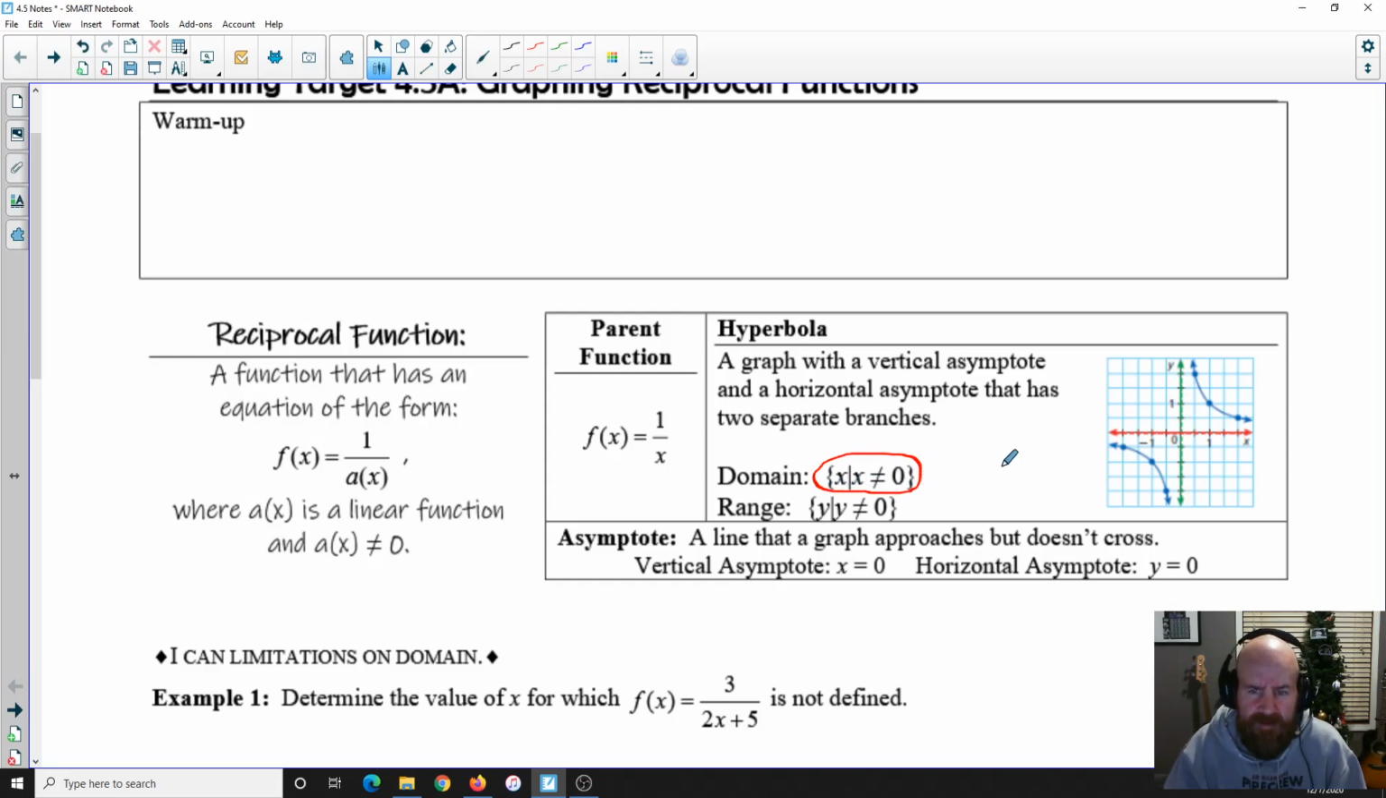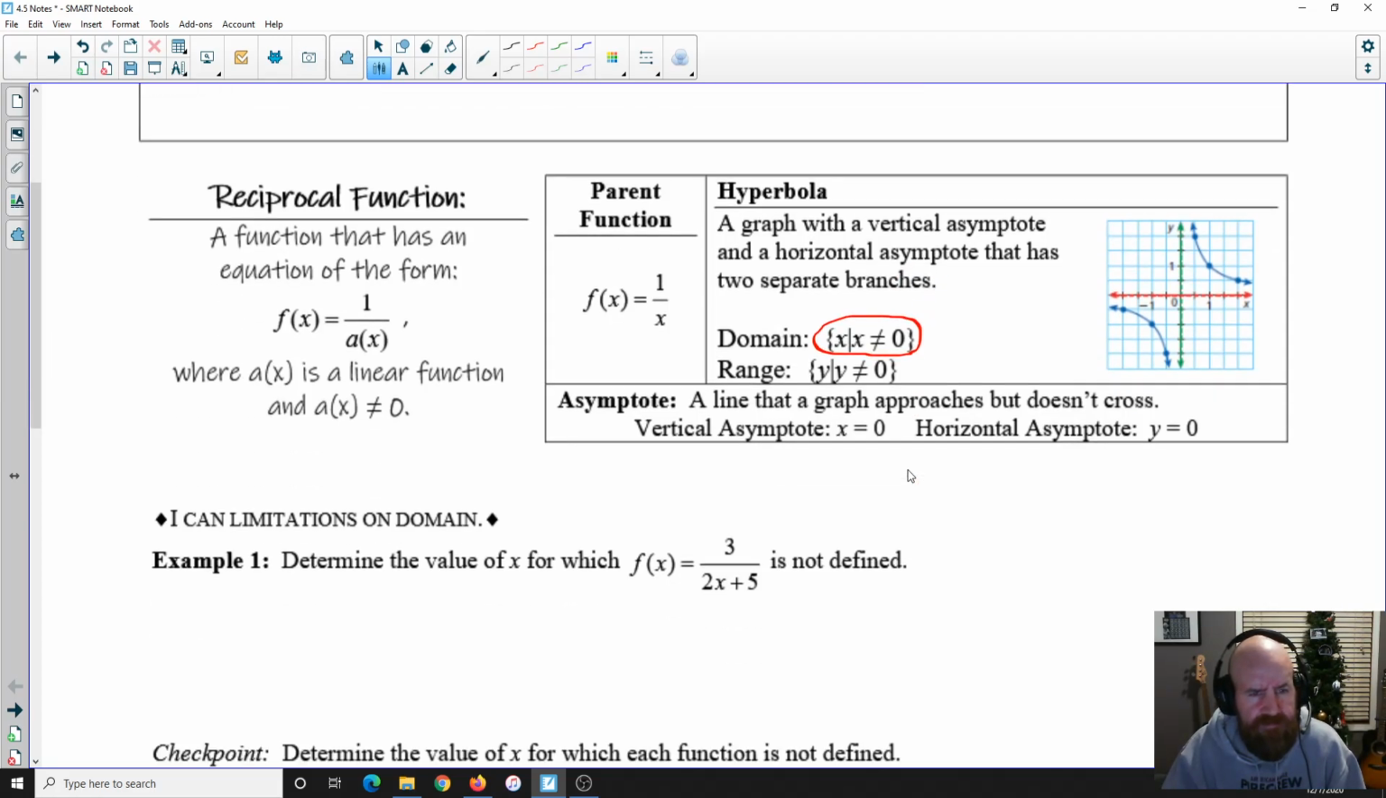All x's except 0. And then the range, this is a horizontal asymptote here at 0. This red line. So again, we're approaching this red asymptote here. We're getting closer and closer, but never touching it. So we have a range of all y's except 0. So that's an asymptote. Those are going to become very important in math.